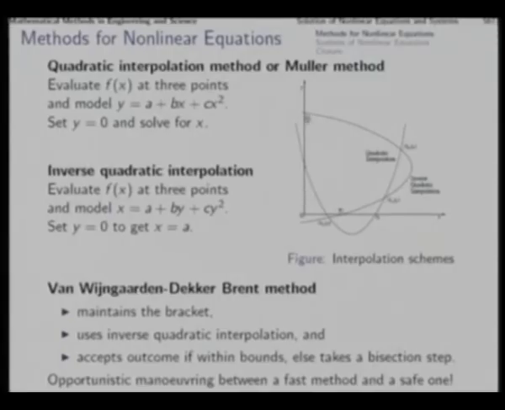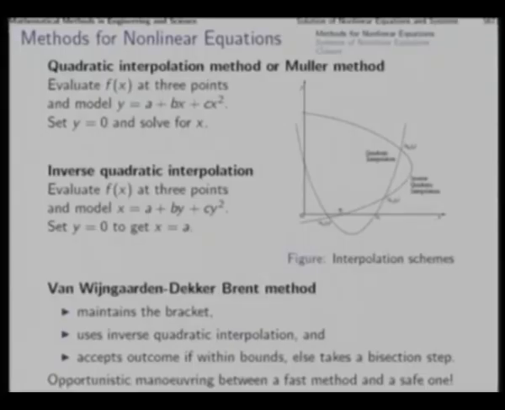Both are parabolas. So, the same 3 points. Okay, same 3 points. This is the parabola that you would get in the case of quadratic interpolation. This is the parabola that you would get in the case of inverse quadratic interpolation, which will cut the x axis only at one point. Okay. Now, in Brent's method, there are quite a few aspects that are combined.